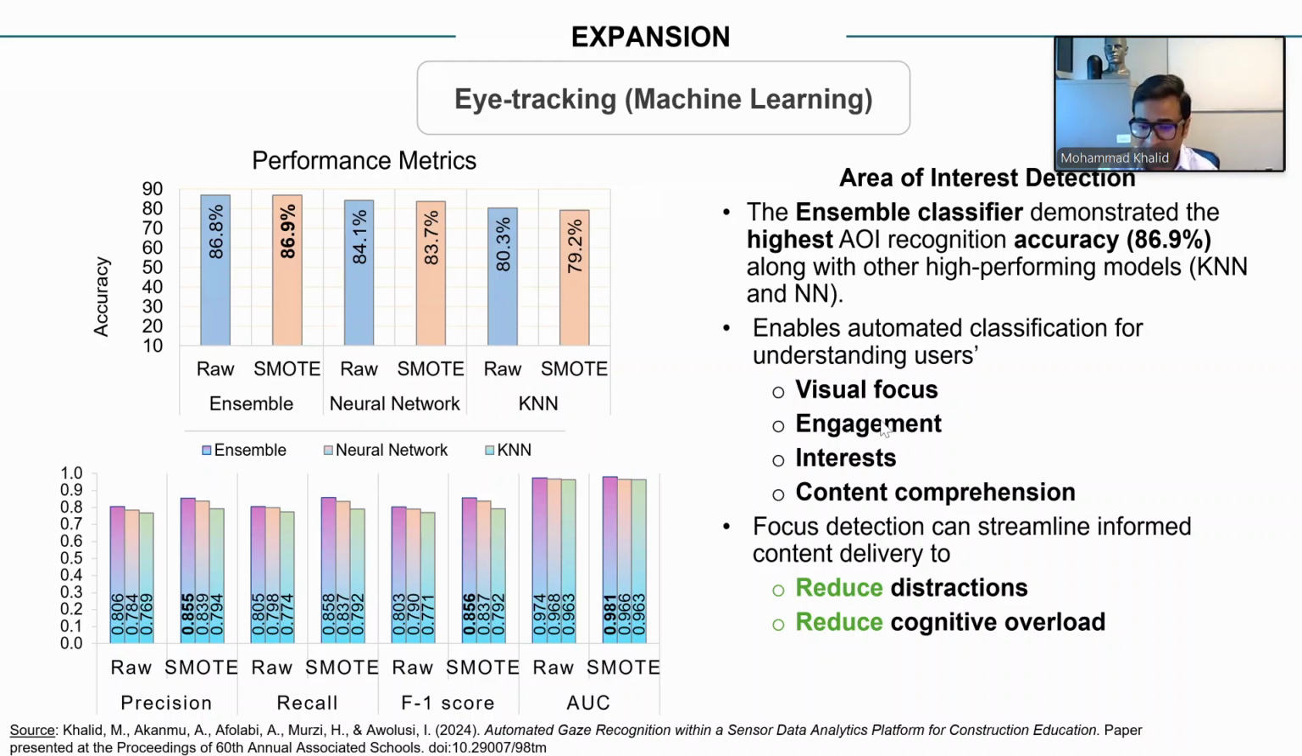So what this does is that focus detection can streamline informed content delivery in order to reduce distractions as well as reduce cognitive workload. Because I think I have made it pretty clear by now that cognitive workload is a really important parameter whenever we're talking about construction.